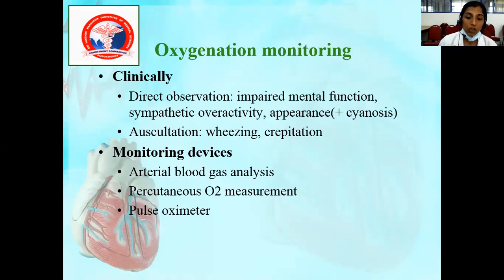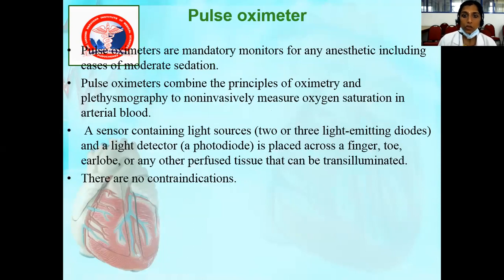So if a patient is hypoxic, he will show certain signs like sympathetic overactivity, impaired mental function, or the presence of cyanosis, which is a very ominous sign. Or on auscultation, we can have wheezing, crepitations. So that is clinical diagnosis. Apart from that, we have some monitoring devices like ABG or a pulse oximeter. The pulse oximeter is our very important second monitor. It combines the principle of two things, oximetry and plethysmography, and it is used non-invasively to measure the oxygen saturation in the arterial blood.